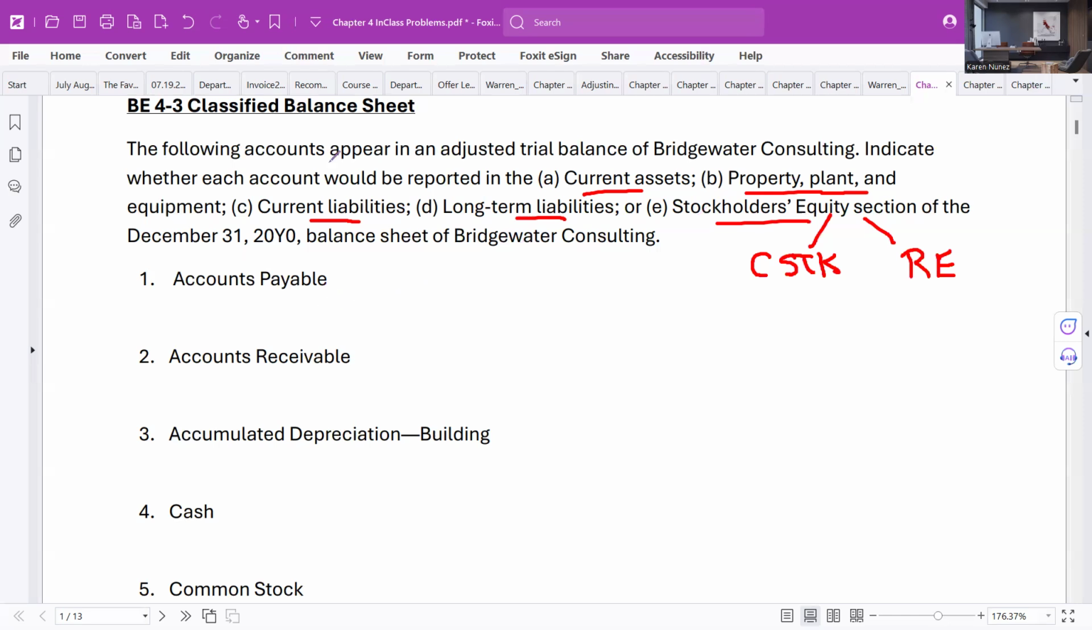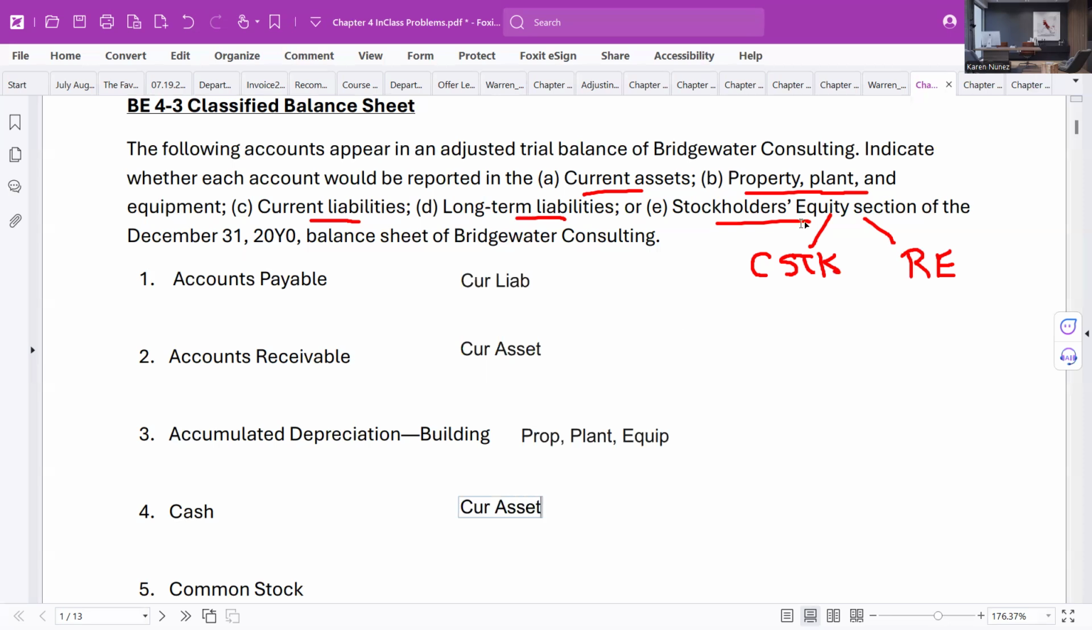We've got to classify all of these items that were given into the categories that were given in A through E. For example, accounts payable, where would we report that on the balance sheet? Accounts payable is a current liability. Accounts receivable is an asset, and it's a current asset. Accumulated depreciation on the building, well, property, plant, and equipment is where you're going to find accumulated depreciation, and I'm just going to abbreviate that PROP. And then cash is a current asset.